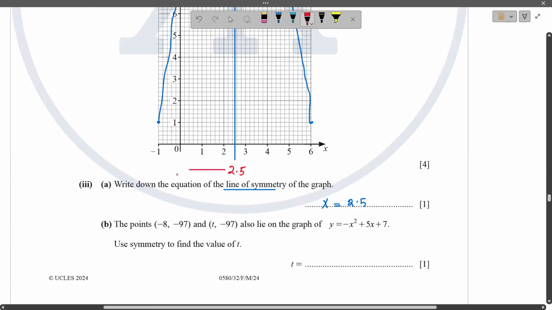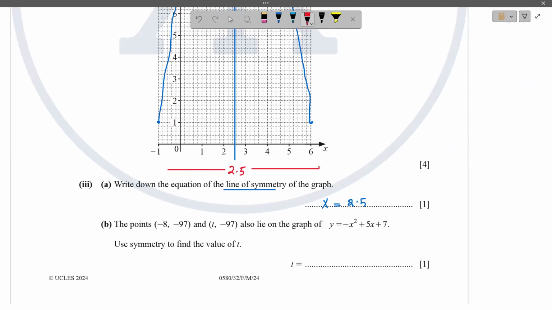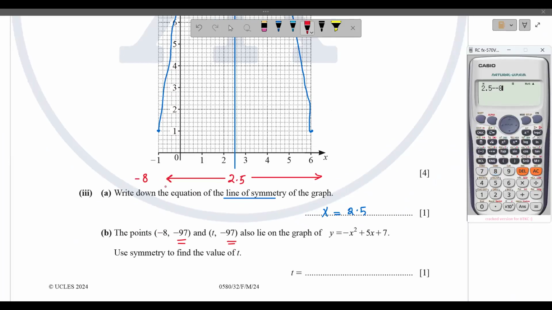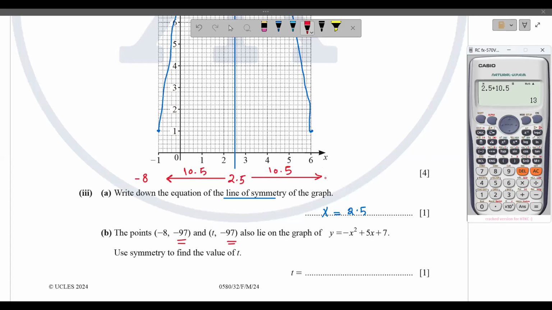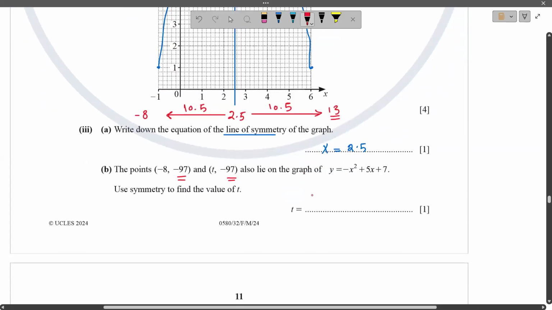So we're going to move right and left the same distance as we have the same y coordinate. So the same distance here to -8, it's 2.5 minus -8, which is equal to 10.5. So I'm going to the right, adding 10.5, 2.5 plus 10.5, which is equal to 13. So the x coordinate here will be equal to 13.